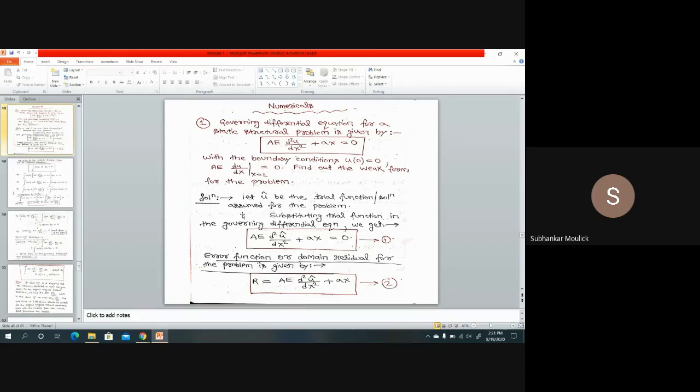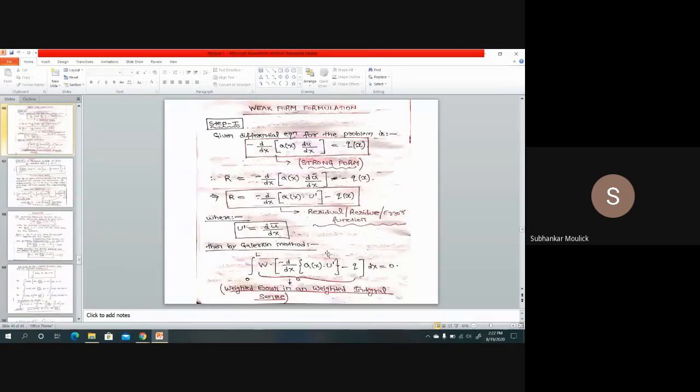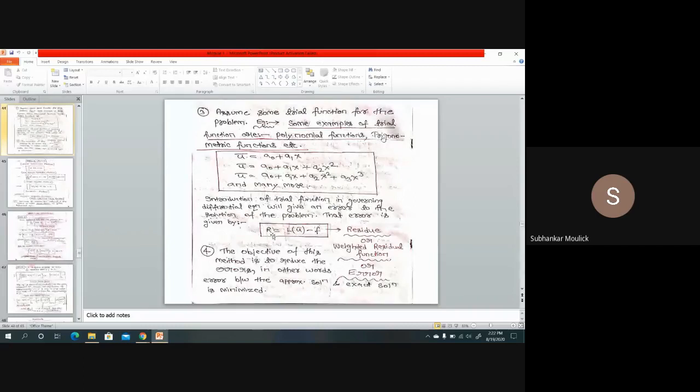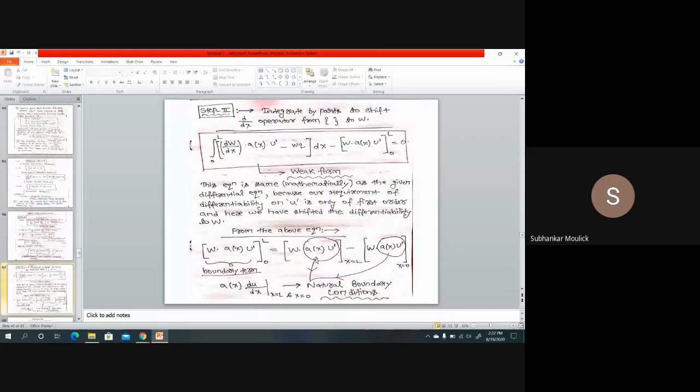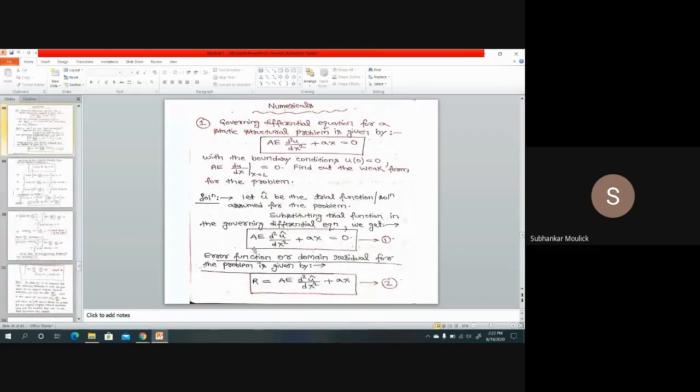Why do we need to find the error function? Because we have replaced the unknown variable u by an approximate variable, that is u cap, which will give error to the problem. And I know how to find that error. The error function or residual is given by L of u bar minus f. In this question, this is my L of u bar.